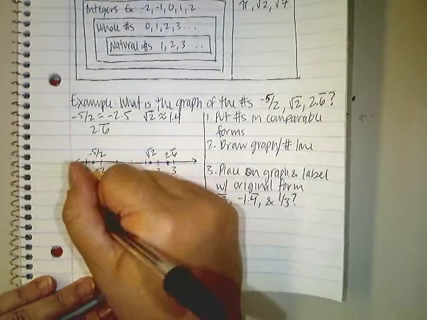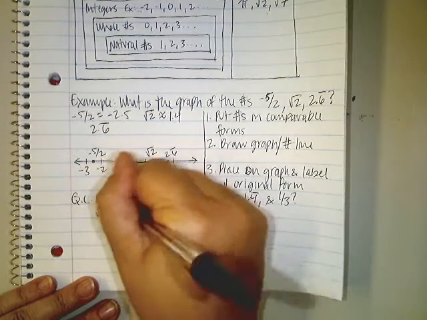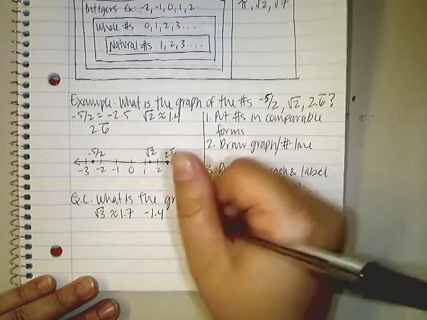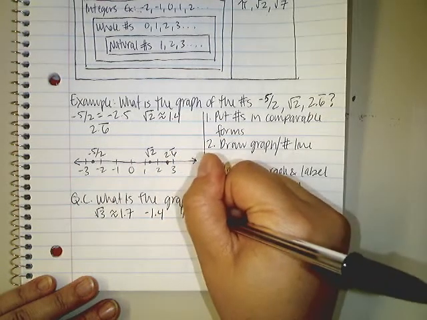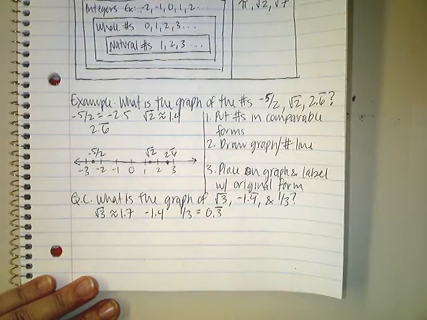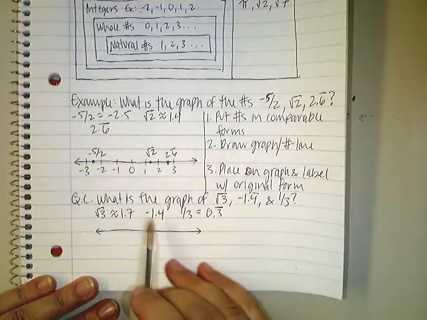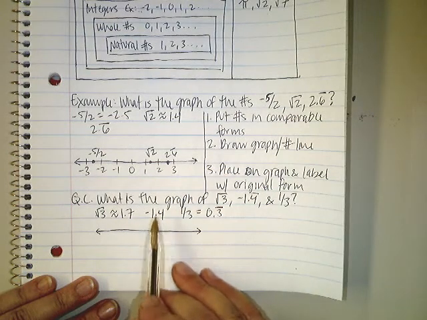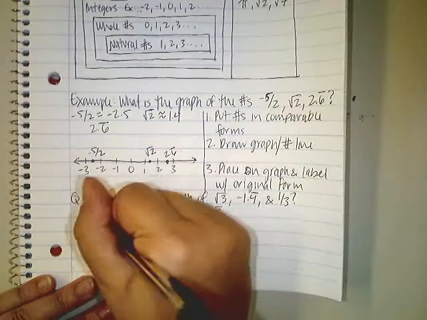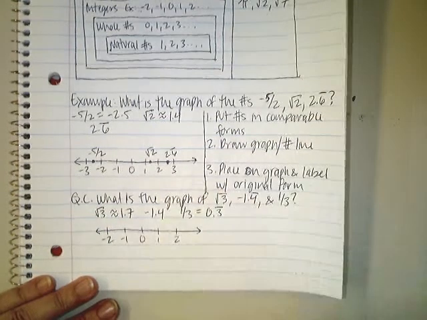So again, let's put these in comparable form. I have the square root of 3 is approximately equal to 1.7. -1.4 is already in decimal form. And then 1/3 is equal to 0.3 repeating. So I'm going to draw my number line. And I can see that these are going to be between, this is -1.4, so -2, and that's going to be closest to 2. So -2, -1, 0, 1, 2.